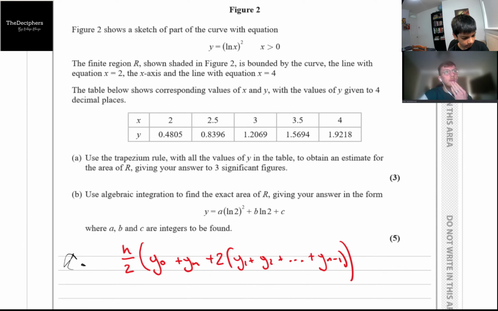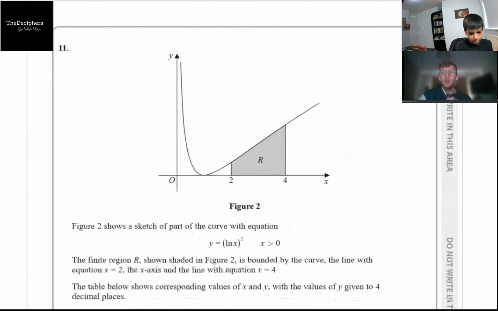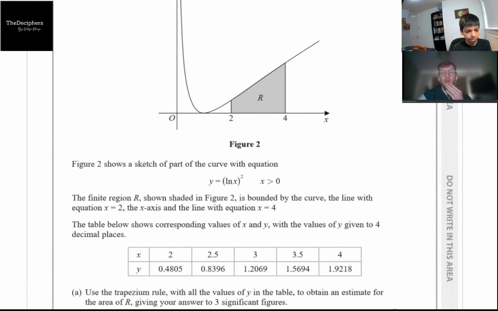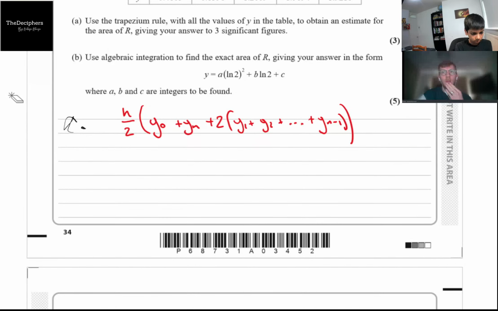Do you know what h would be in this case? H is just 4 minus 2, which is 2. It's not just that, because of what the trapezium rule is doing. It's splitting it up into these strips of what we've got. So splitting it up into 4 strips. So h is the width of one of those strips. So it's going to be the difference between these two. So it's going to be 0.5. The 0.5, yeah.